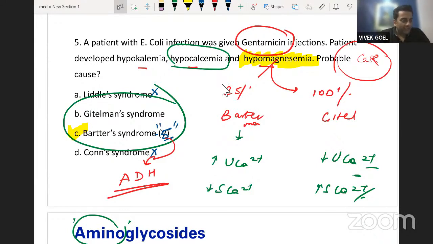Am I clear, Dr. Vinay Soni? Is there any comment you would like to make at this juncture? We've completed 5 questions. Anything you want to say? You want to comment? Are you understanding what I'm trying to say?